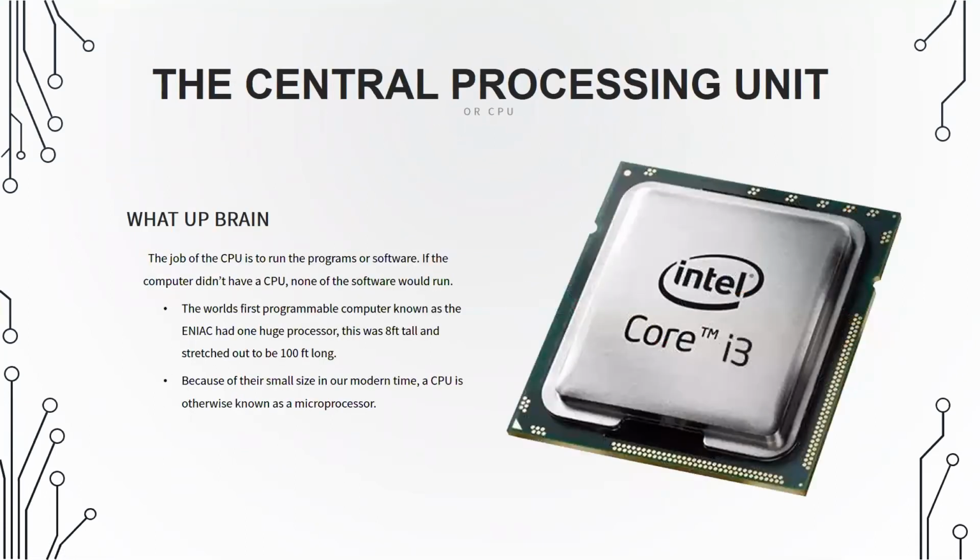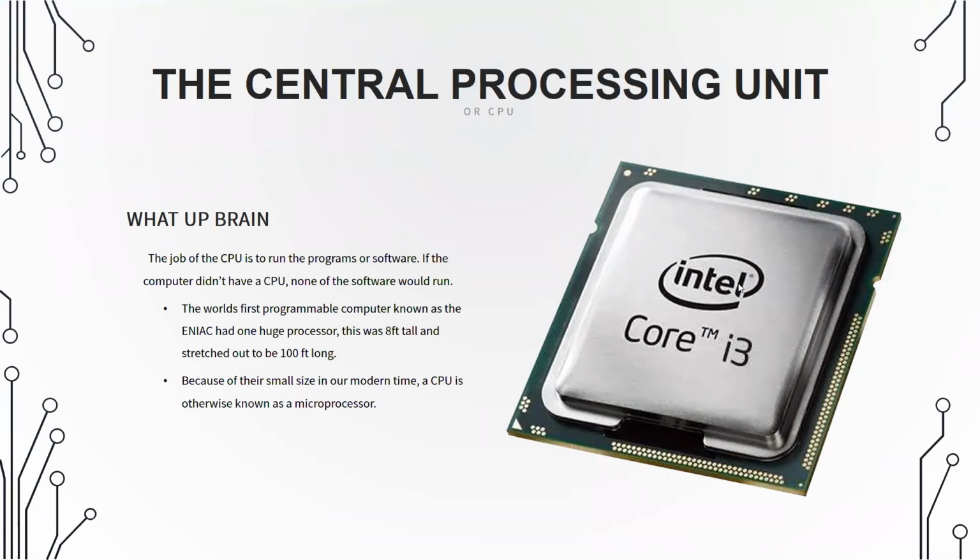So the job of the CPU is to run the programs or software that exist on the computer. And if you were to attempt to remove the CPU, the computer would lose its ability to run software altogether. In the past, as technology was evolving, processors weren't as small as the one that you see in this image. In fact, the first programmable computer, which is known as the ENIAC, had a processor that was 8 feet tall and 100 feet long. Imagine that, right? It's crazy to think about.